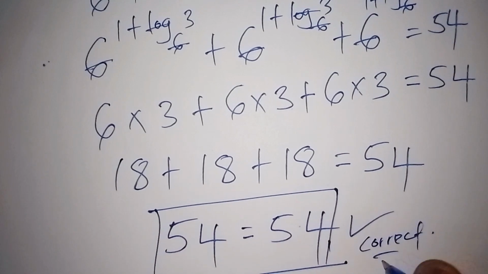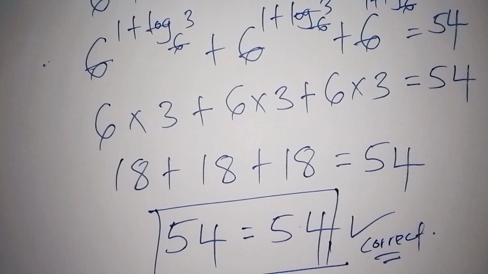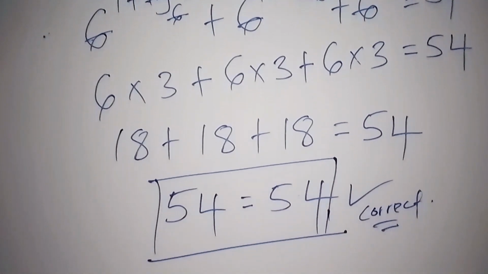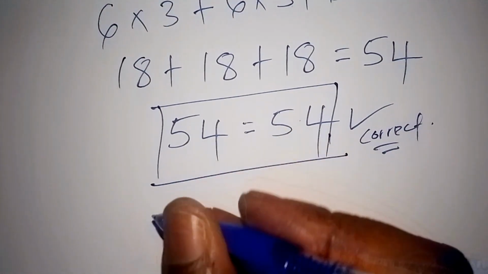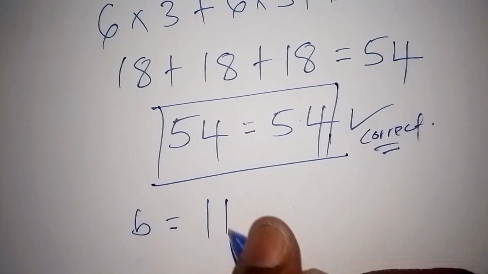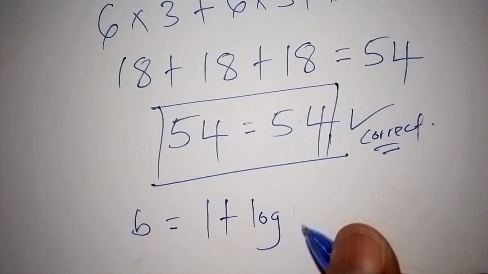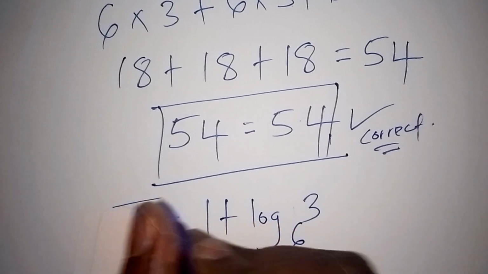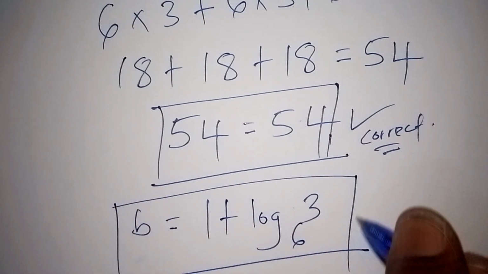So have you got your value and have you confirmed your value to check if you are really correct? So it is true by saying that the value for b, and you can confidently say that our value for b is equal to 1 plus the log of 3 to the base of 6. So this one now is our value for b.